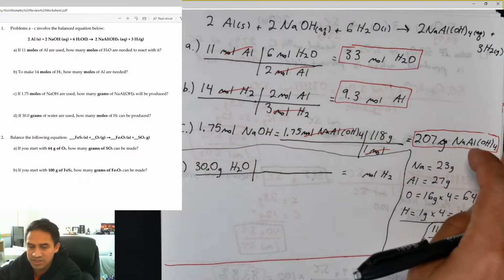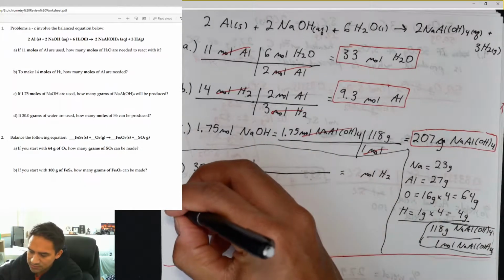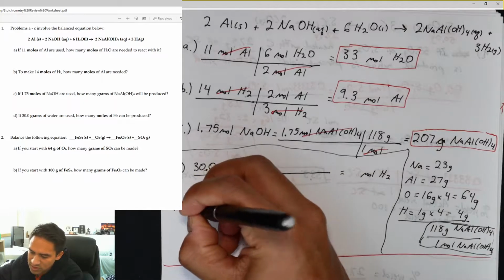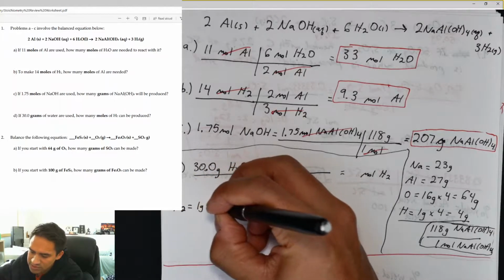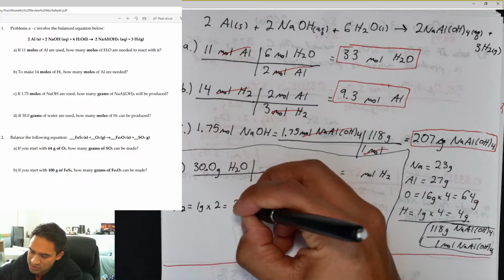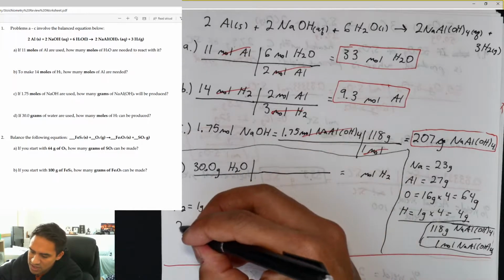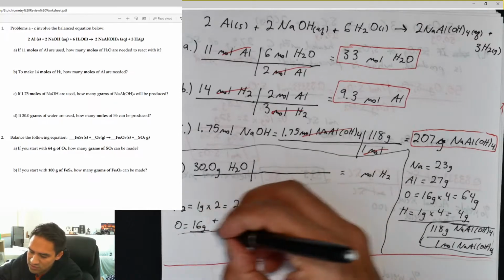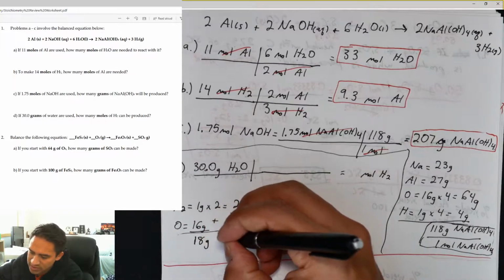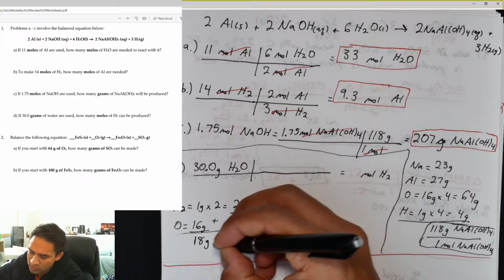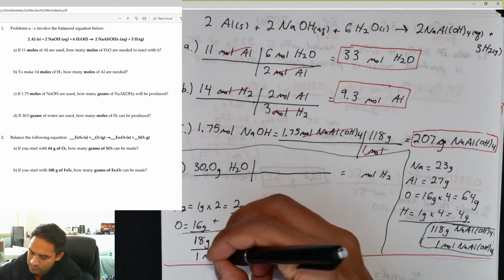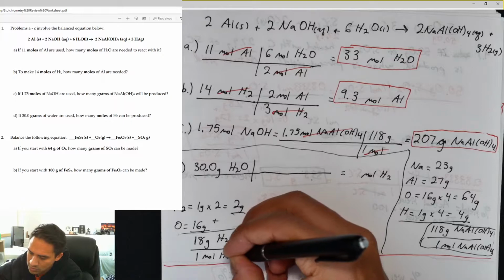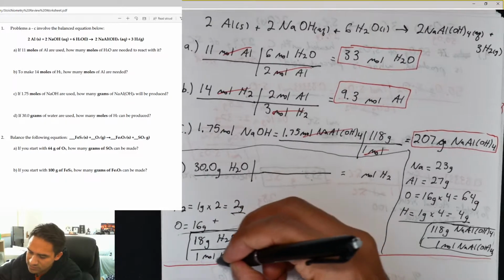To do that, I'm going to need to know molar mass. So H2, so that's going to be 1 gram from the hydrogens times that by 2 because there are 2 of them. So that's 2 grams for the H's. Oxygen is 16 grams. Add those two together, and we're going to get a molar mass of about 18 grams per mole for water. Okay, so there's our molar mass.